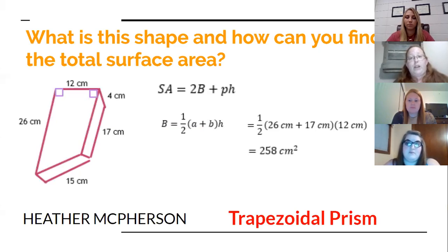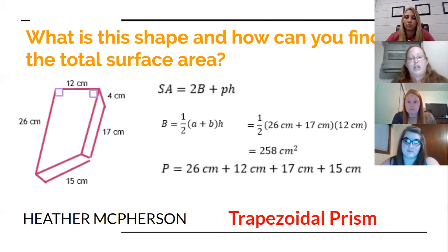And don't forget, when you multiply two of the centimeters, inches, feet, you have to square them. The next part of the equation is going to be the perimeter, which is just adding all the sides together. So you have 26 plus 12 plus 17 plus 15 equals 70.